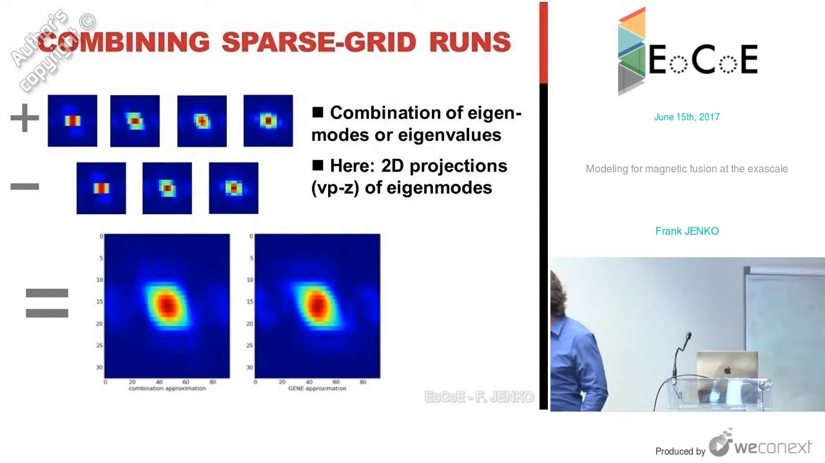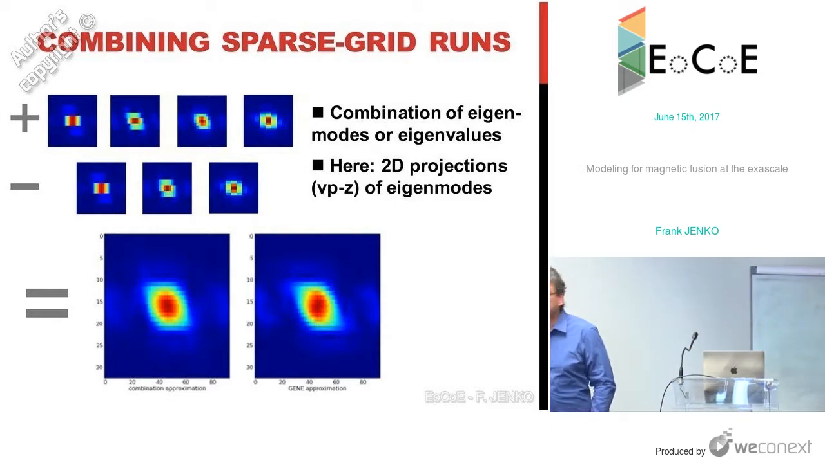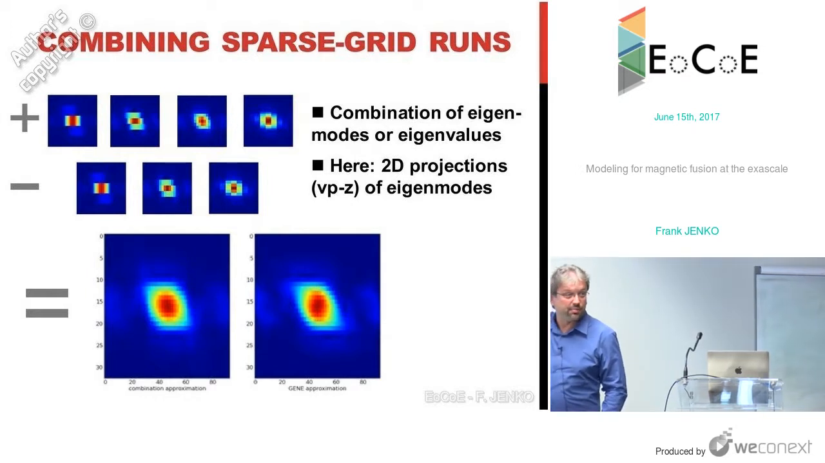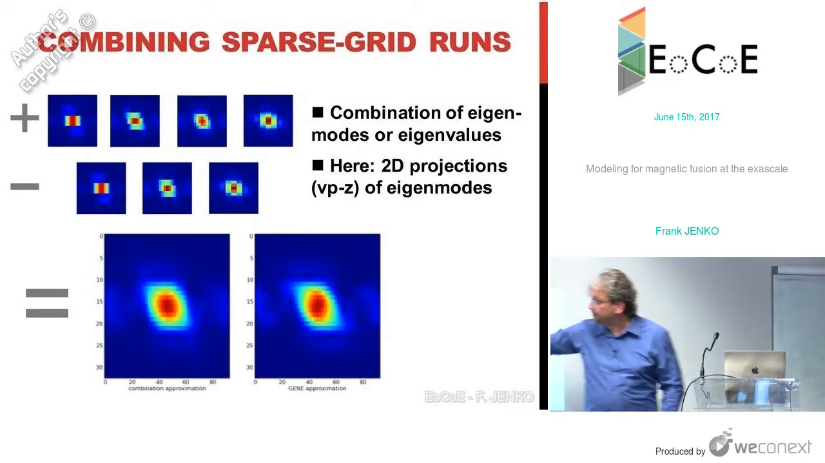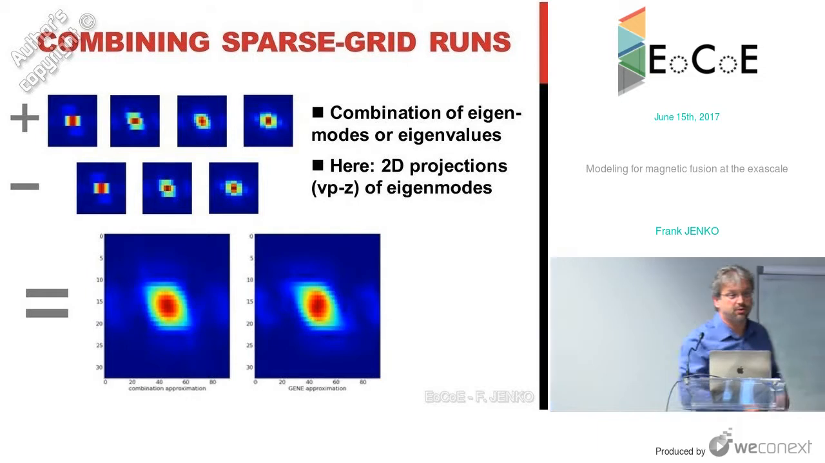This is a simulation, whatever it is, on a full grid. These are 7 simulations on sparse grids, and you can see that each of them looks totally different from this. But if you combine those in the correct way, you get the picture on the lower left, which is remarkably similar to the one on the lower right.